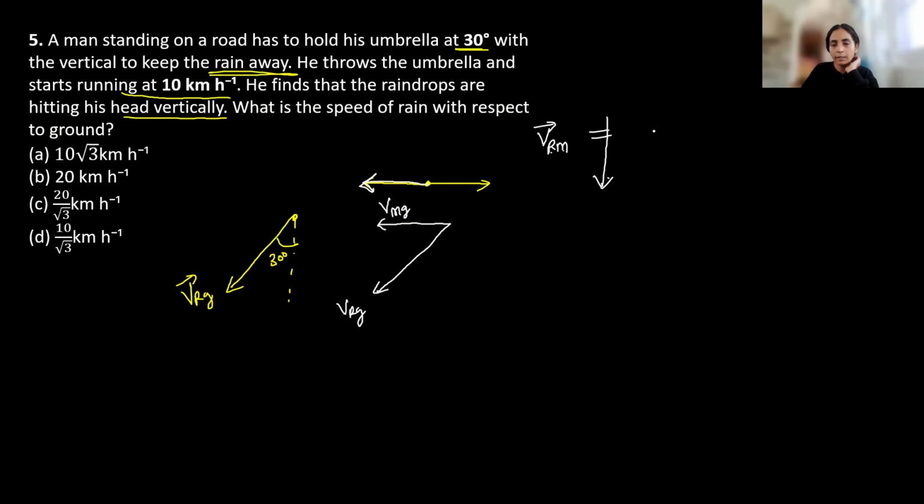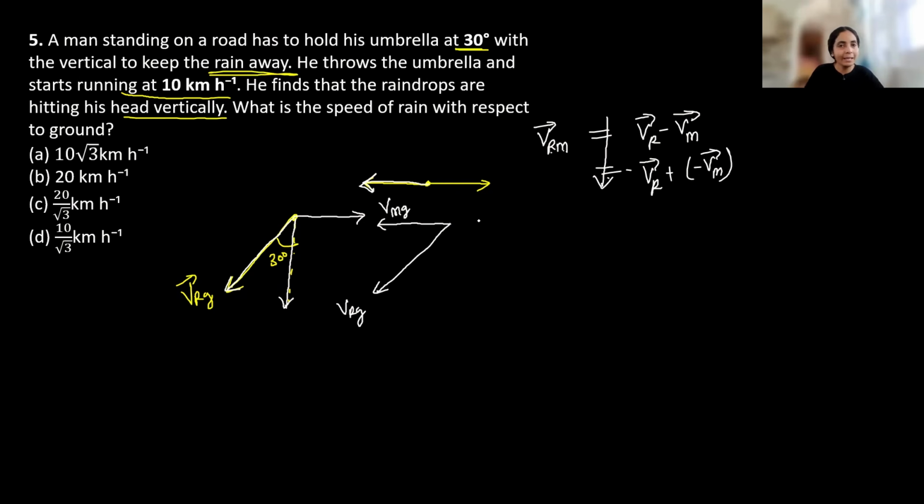And what will your VRM be? VR minus VM. Okay, so now here you do VR minus VM. So VR is in this direction, and if I do minus VM, it will be in this sense. Done? And in this case only, you can get the resultant of these two in the vertical direction. VRM is the resultant of two vectors, that is VR and minus VM. So the resultant of these two will be vertical only if the man has started moving towards the left hand side of the road.